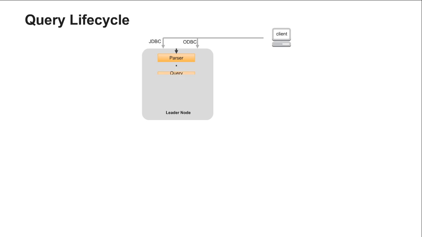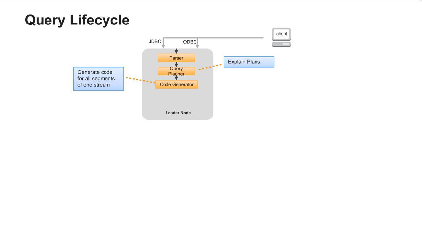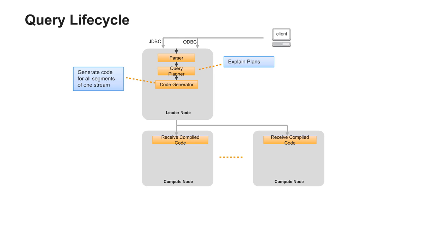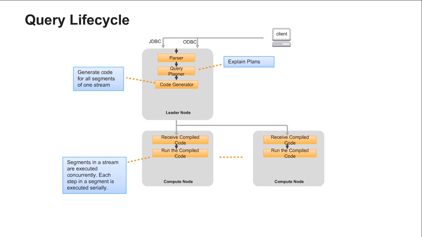The leader node is obviously going to parse that query. You're going to get some query plans, get the explain plans. We're going to figure out the best one to have. You're going to hit the code generator. The code generator is going to generate some code and send it all down to the compute nodes. The compute nodes are then going to execute this query, and they're going to go through all of the segments and all the steps in the segment. And then they're going to send up the results once this stream is complete.